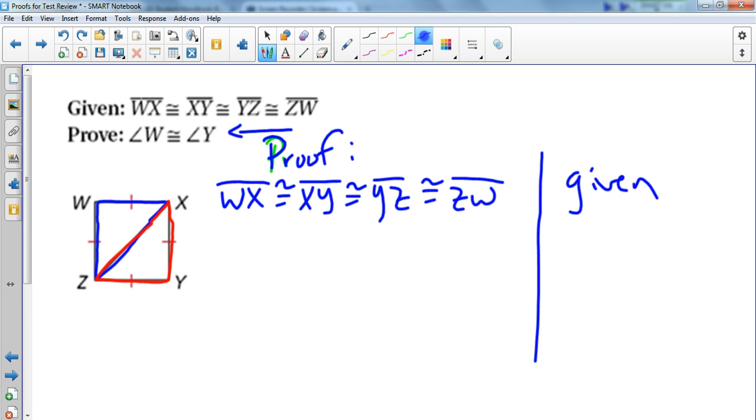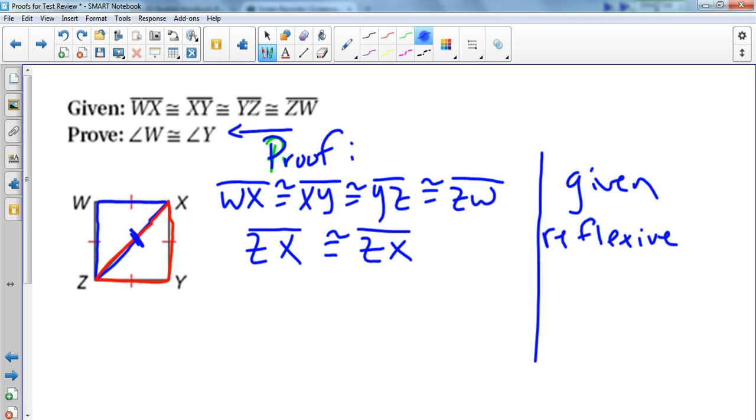All right, so let's prove that these two triangles are congruent. We don't know anything about parallel, so we can't say anything about alternate interior angles being congruent because we just don't know that we have parallel. But we do know that they share this diagonal right here, right? So we know that ZX is congruent to itself in both triangles. And again, that's just the reflexive property.